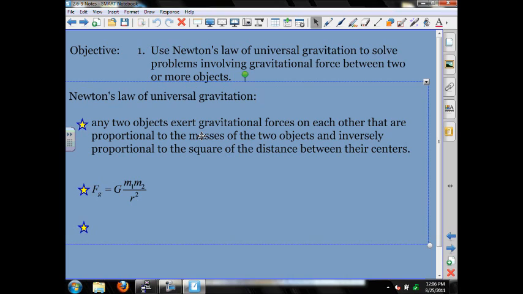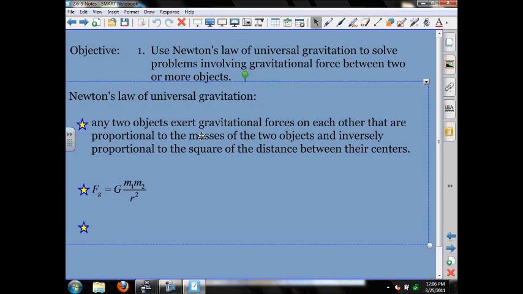What do m1 and m2 stand for? Mass 1 and mass 2. Mass of object 1 and mass of object 2. What about r? What do you think r stands for? Distance between the centers. What about big G? Gravity. It's not gravity, it's not 9.8. It's not acceleration due to gravity.